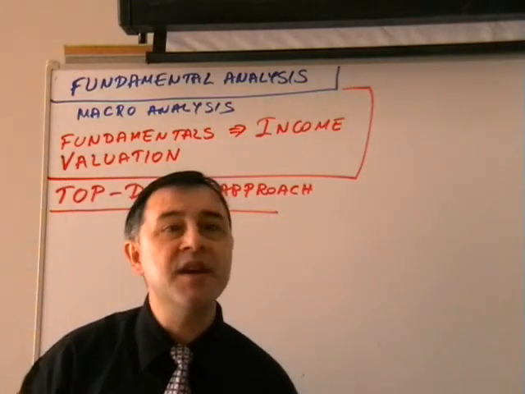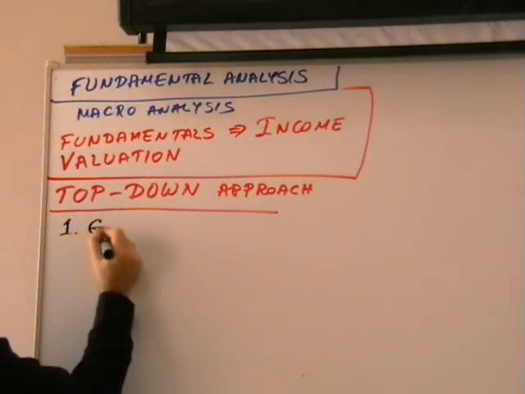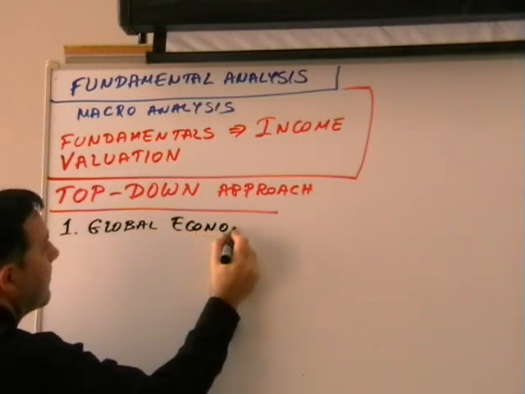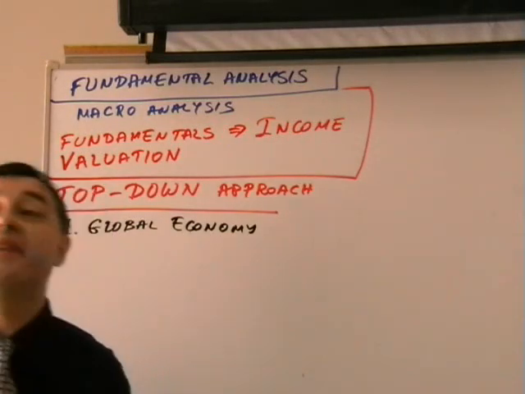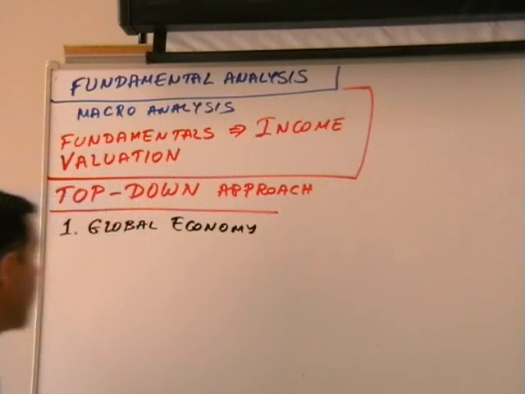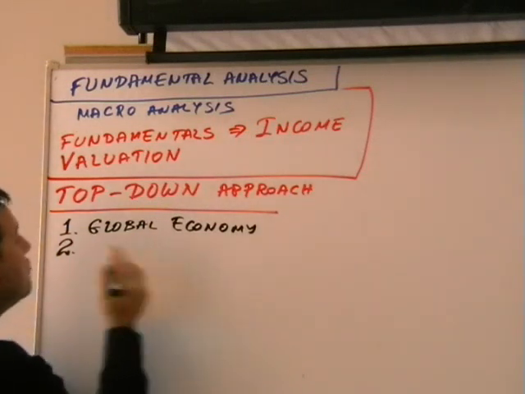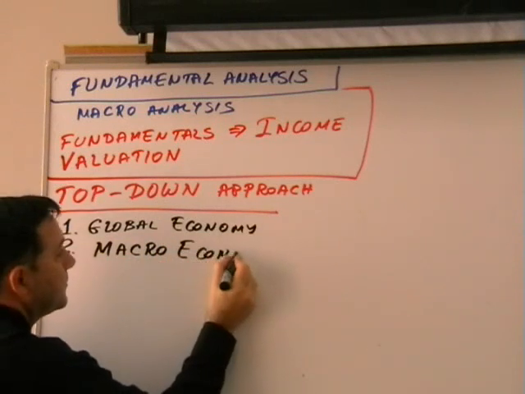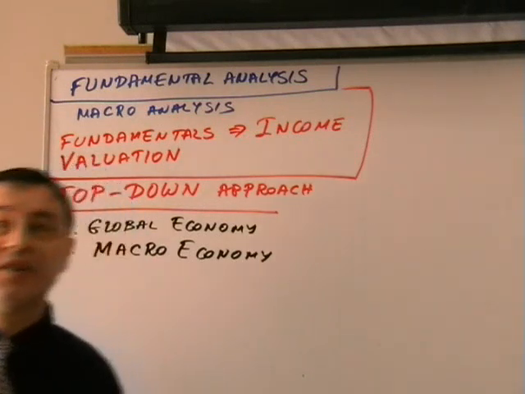Top-down approach simply means that you begin by analyzing first the global economy, the overall global environment, and the overall potential of a particular country or asset class within the global environment. Once you have evaluated the global environment, then you move to the macro economy. So, you first see, is the world booming or is the world in a recession?